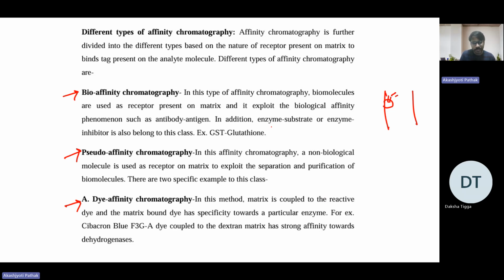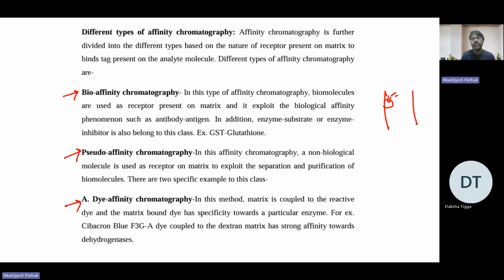And then the receptor will be exploited. This receptor will have affinity for a particular type of ligand, so utilizing this biochemical property of your ligand, you are purifying it. Antigen-antibody pairs, enzyme-substrate or enzyme-inhibitor pairs are also examples of this class. An example is GST-glutathione. GST is glutathione S-transferase, an enzyme, and the substrate for this enzyme is glutathione.